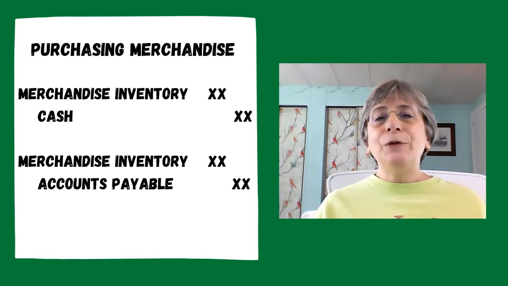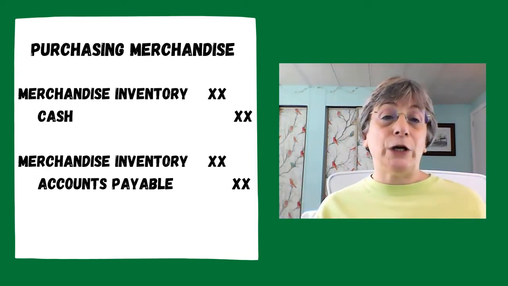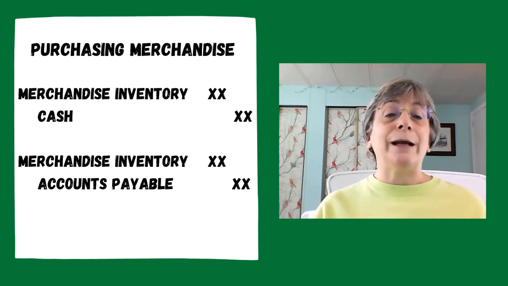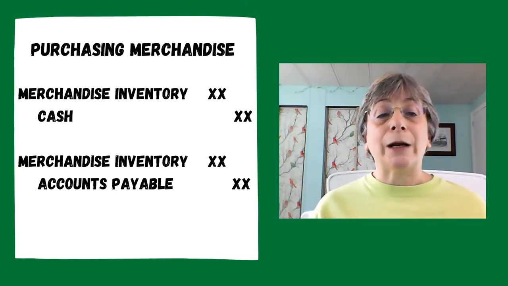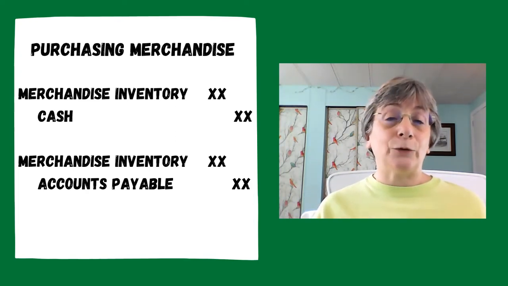Now, we've done purchase transactions before, and the basic transaction doesn't change. We're going to debit merchandise inventory, we're going to credit cash, or if we're buying it on account, we're going to debit merchandise inventory and we're going to credit accounts payable.